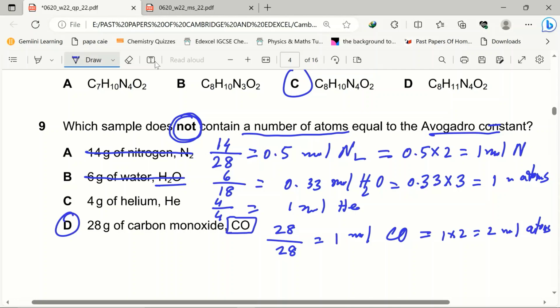So this question is very important. So this is not correct. D is the only correct answer.